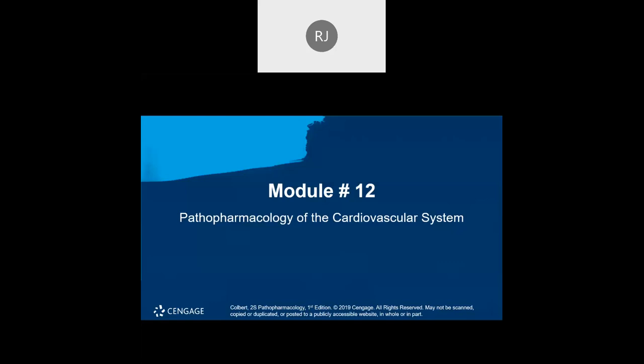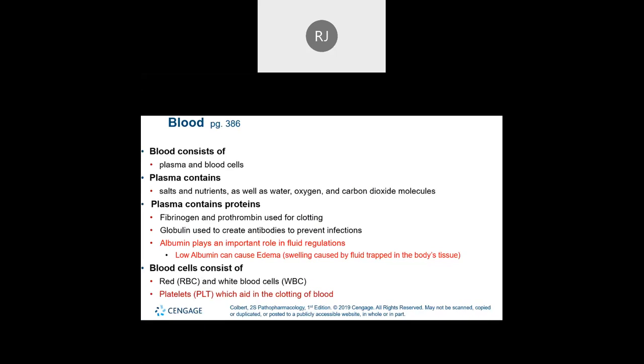Module 12, we're going to cover the cardiovascular system. On page 386, you'll start this chapter off with what is in blood, which consists of plasma and blood cells. Plasma contains proteins, salts, nutrients, water, oxygen, carbon dioxide, and molecules. It has clotting abilities, plasma does. And globulin is used to create antibodies to prevent infections.